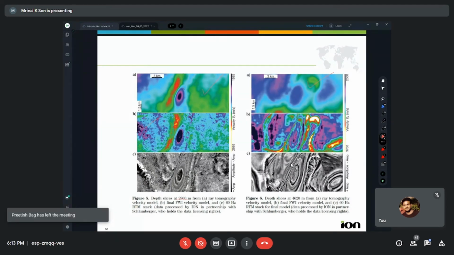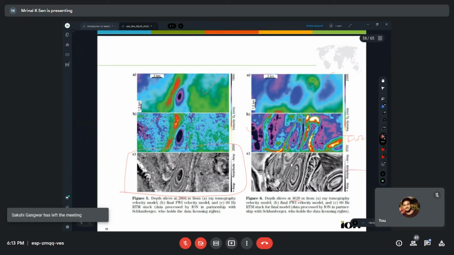And if you look at the migrated image slice, this is really beautiful. You can actually see the channels and all the structures. This looks like a real subsurface geology. Now this is another depth slice from another depth. This is at 4620 meters. This is your ray tomography, and this is your FWI model. It's a big difference. You can see all of these details, but when this FWI model is used for RTM, and you look at the slice, you can see all the details.